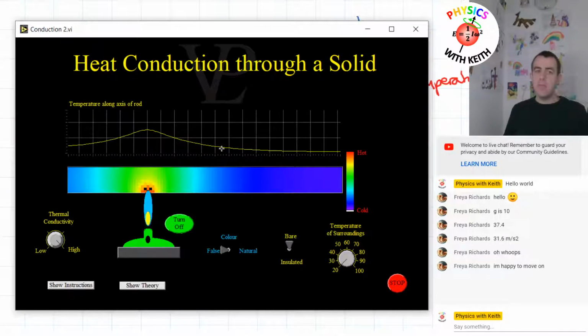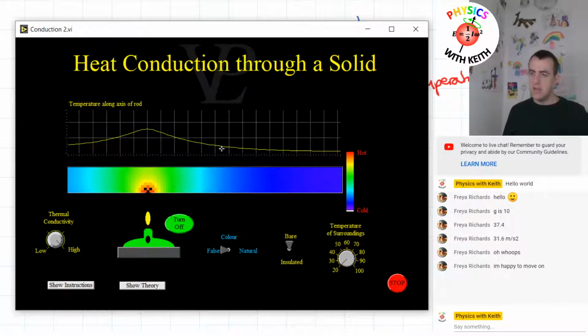But it's not going up very fast. And it almost looks like it's reached a steady state. Well, it's barely gone up at all. In fact, the end of the bar's almost the same temperature as it was before. So my question is, why is it that I'm putting heat into this bar, but the bar doesn't seem to be getting any hotter now?